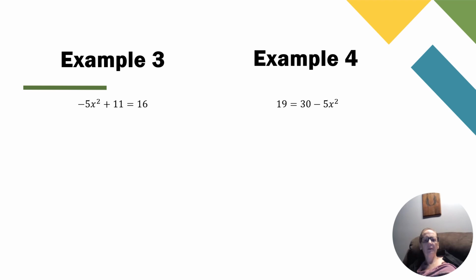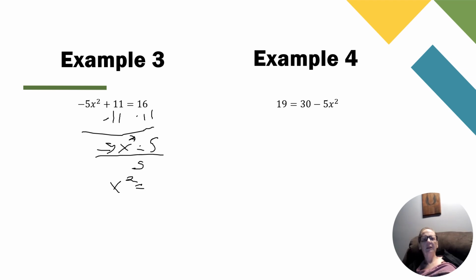All right, in example 3, again, we're going to start by isolating the square term. So we subtract 11 from both sides, and we get negative 5x squared equals 16 minus 11, which would be 5. Now we're going to divide both sides by negative 5, and we get x squared equals negative 1.